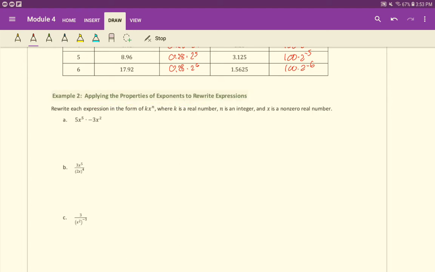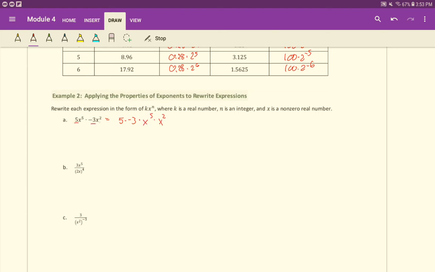Okay, so rewrite each expression in the form k times x to the n, where k is a real number, n is an integer, and x is a non-zero real number. So we're just going to multiply these two things together. Okay, so you can remember that in multiplication, you can rearrange the order of the problems, and they're still going to yield the same result.